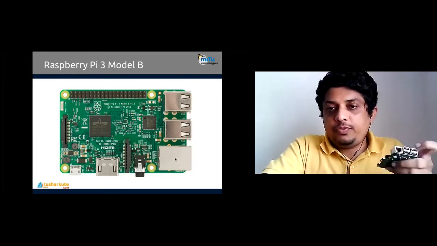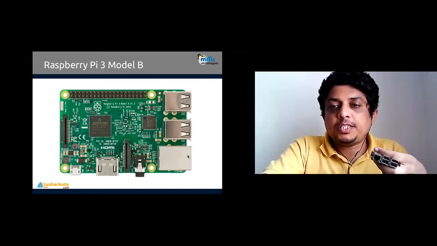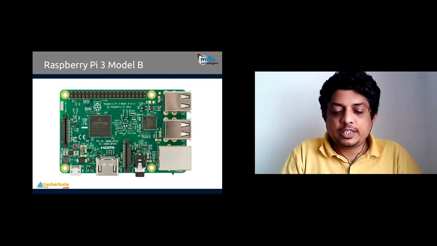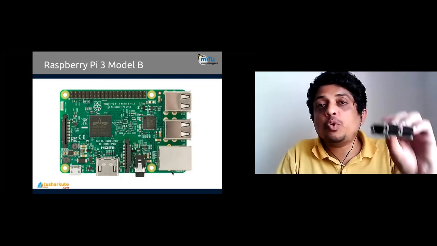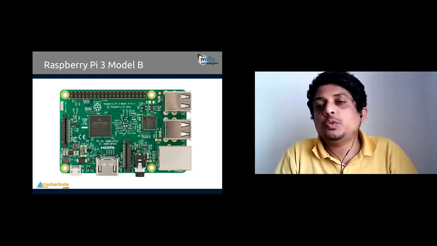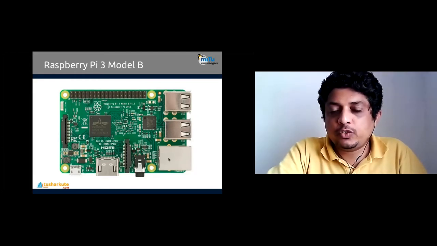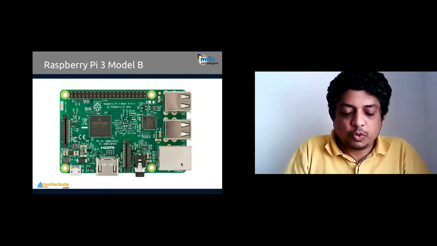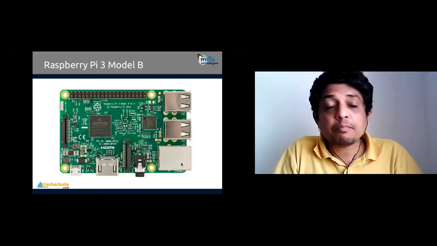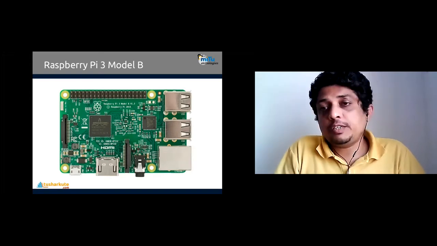Below that, you can see there is one more block present, and it's labeled Ethernet. Ethernet is a network cable port. This is the network port that I can also use. It is present at this location, where you can connect gigabit Ethernet, by which networking on the Raspberry Pi is possible.